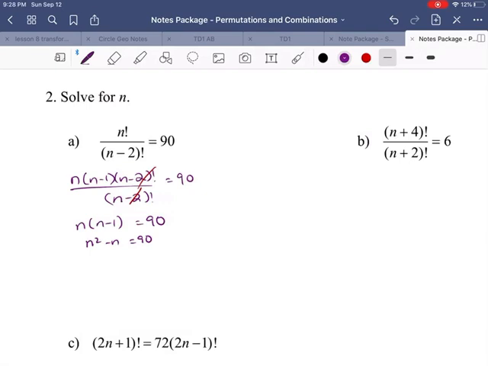And how do we solve this now? We've got this variable. Well, what we'll do is we'll subtract 90 from each side, and you're going to get n squared minus n minus 90. And if you factor this, you're going to get n minus 10 and n plus 9 equaling 0. Well, how do we make this statement true? If you put in a positive 10 or a negative 9, you will get solutions to that quadratic.